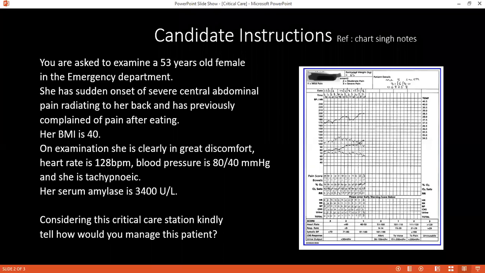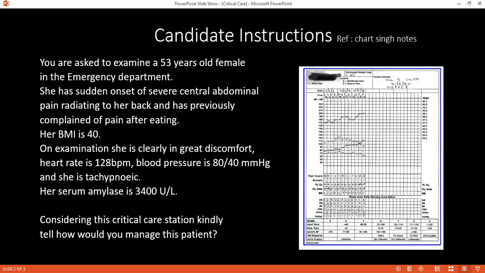Okay. Considering the condition, after reading the patient case, taking history and examination, what are the differential diagnoses that you might consider? I'm looking at the fact that she's got a severe central abdominal pain radiating to her back. I would think of acute pancreatitis, and then I would think about acute cholecystitis, ascending cholangitis, or a perforated viscus, perforated bowel.